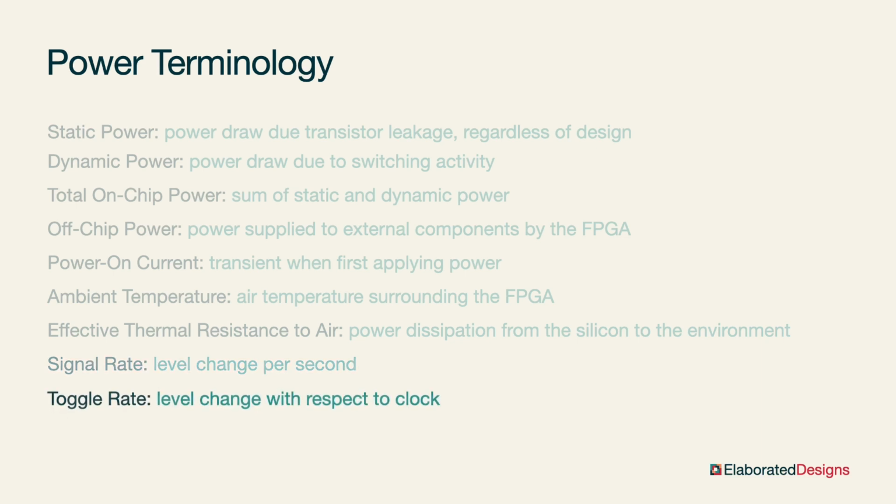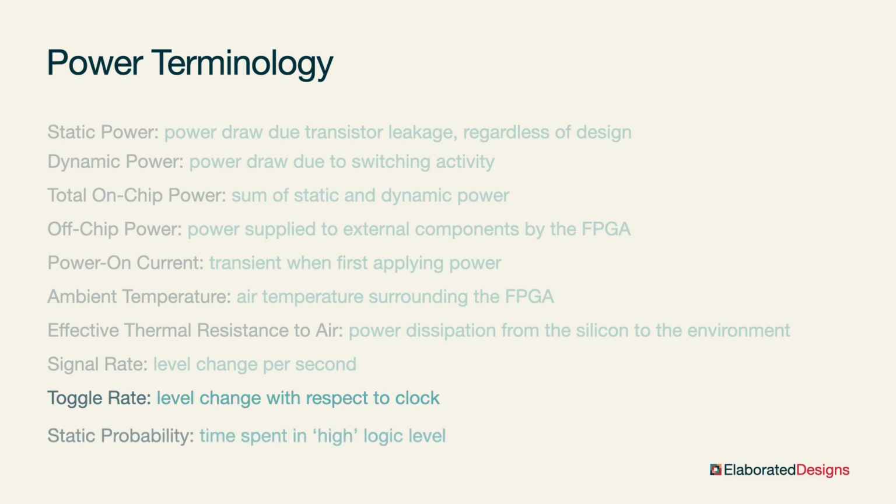The toggle rate is the rate at which the output of a synchronous logic element switches with respect to a given clock input. It is modeled as a percentage between 0 and 100%. A toggle rate of 100% means that on average, the output toggles once during every clock cycle. For asynchronous elements such as nets, the toggle rate cannot be computed, in which case Vivado uses the signal rate.